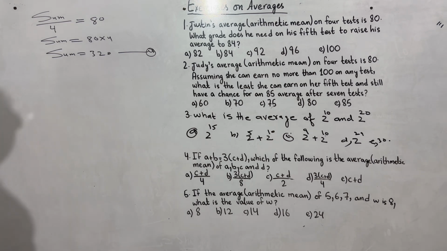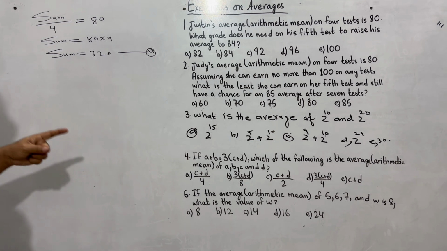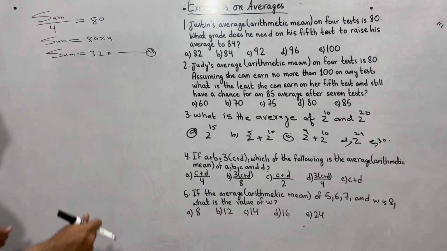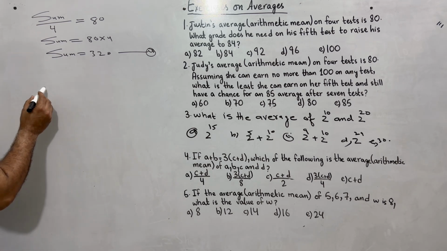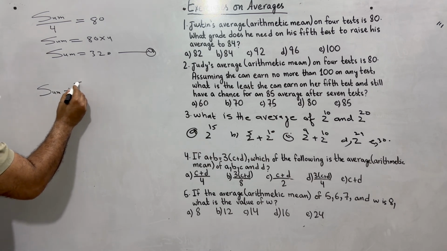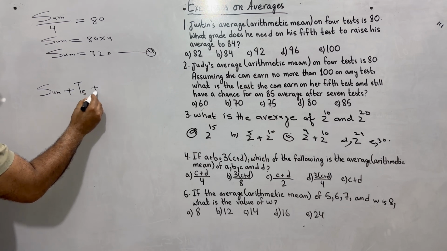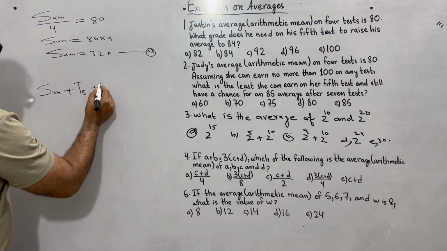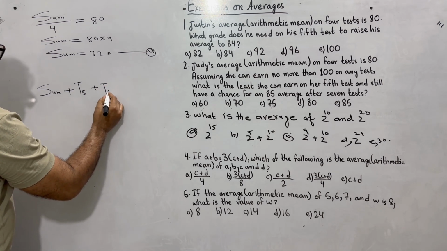On the fifth test, what is the least score she can manage in order to secure an 85 average after the 7th test? So the sum: the fifth test, suppose T5, and this is our 6th test, and that's the 7th.